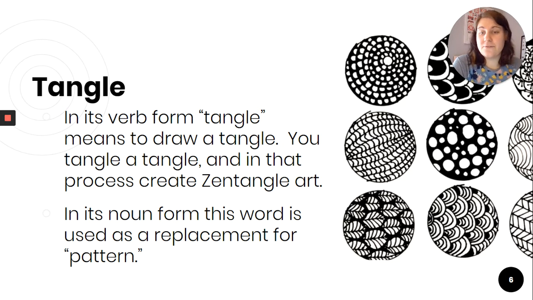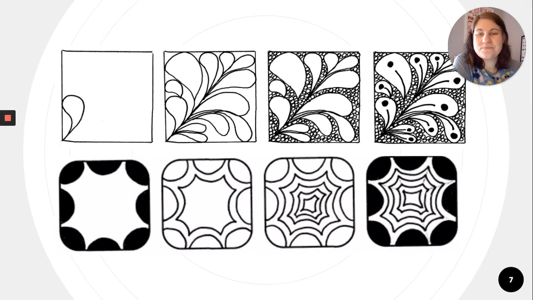A tangle in its verb form means to draw a tangle. So you can tangle a tangle, and in that process create Zentangle art. In its noun form, the word is used as a replacement for pattern. So when you see pattern or when you see tangle, I'm probably talking about the same thing, okay, a pattern or a tangle. So here's two examples of a tangle or a pattern.